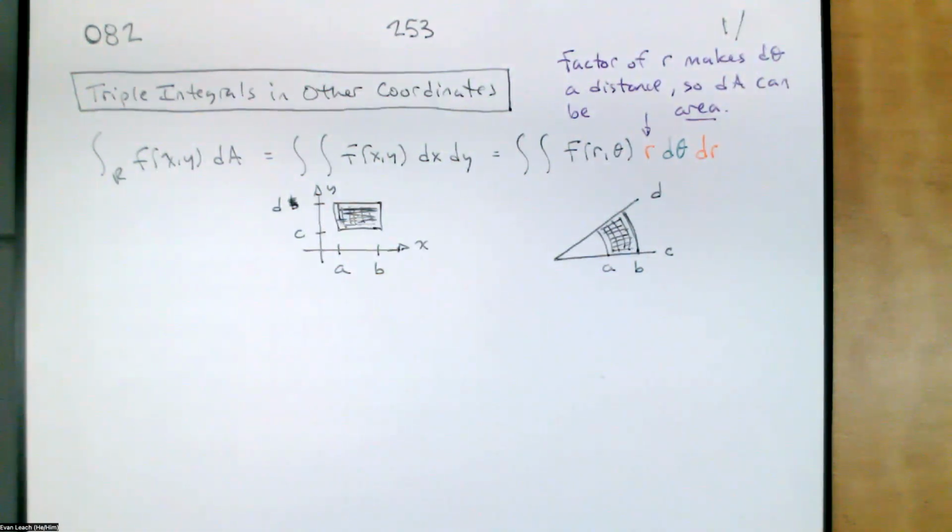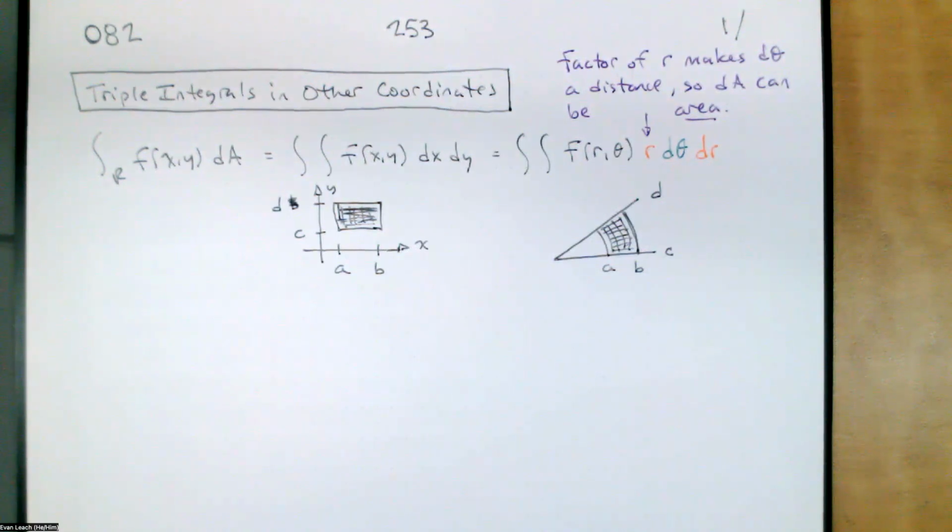We want to be able to set up double integrals. One of the pieces of a double integral is the dA, where the dA represents area. If x and y are both distance, then dx dy will give us an area like we want. But d theta is an angle and dr is a distance. So we need that extra factor of r from the arc length formula to turn d theta into a distance so that dA can be an area.